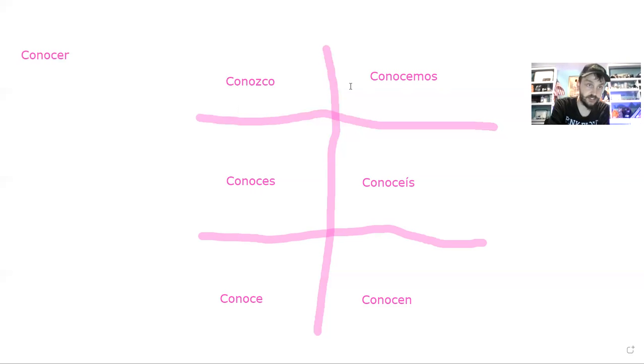So your conjugations for the Spanish verb conocer, you have yo conozco, tú conoces, él conoce, ella conoce, usted conoce. Nosotros conocemos, nosotras conocemos, vosotros conocéis, vosotras conocéis, ellos conocen, ellas conocen, y ustedes conocen.